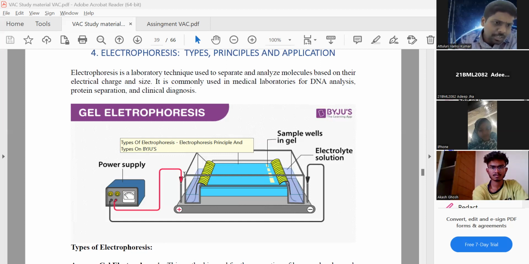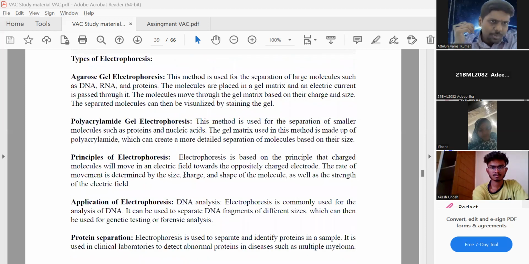There are many types of electrophoresis. We have agarose gel electrophoresis; as the name suggests, we use agarose gel in it. And we have polyacrylamide gel electrophoresis, where we use polyacrylamide gel. There is a difference between agarose gel and polyacrylamide gel. Agarose gel is extracted from seaweed. It's a plant.